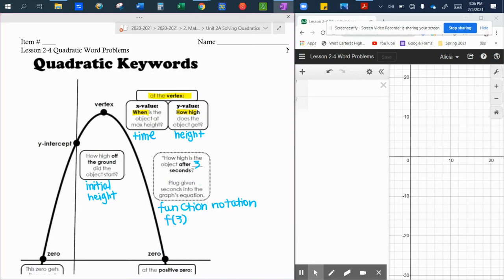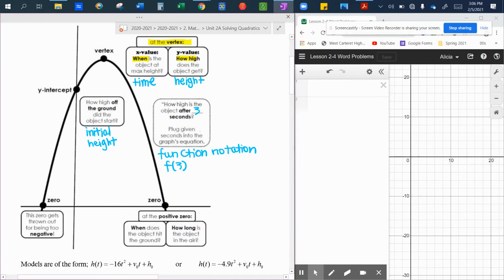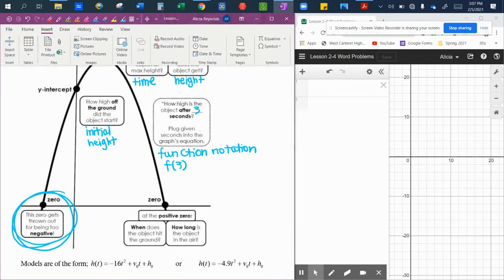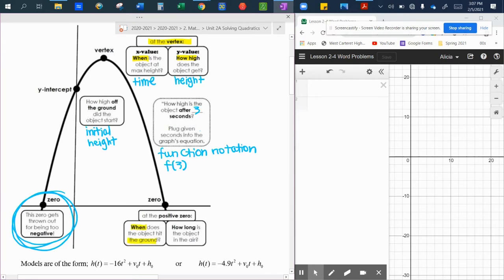So when we're given a word problem, our first step is to identify what the question is asking, whether it be your y-intercept or the x or y value of your vertex, or possibly one of the positive or negative zeros. We're never going to deal with negative time, so we're not going to have a negative zero, but this question for our positive zero can be phrased as, when does the object hit the ground? Or how long does the object stay in the air?